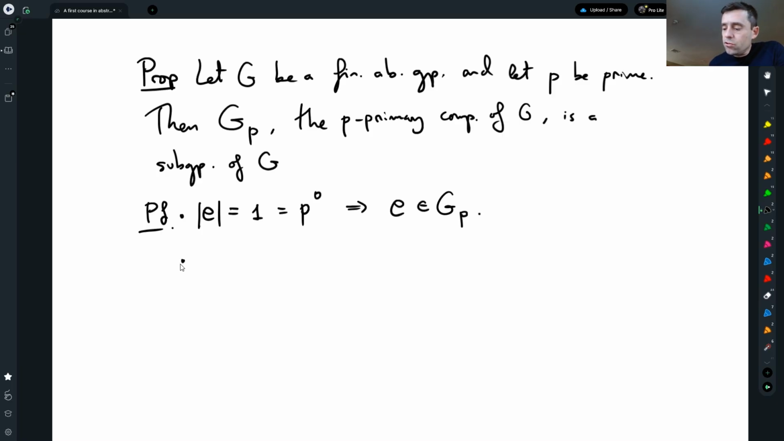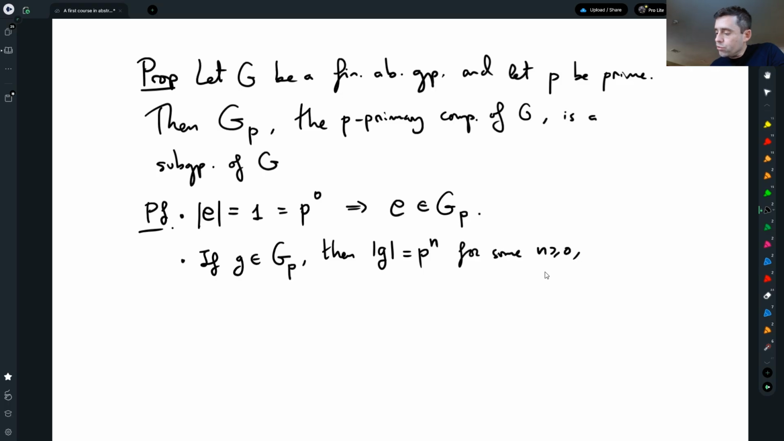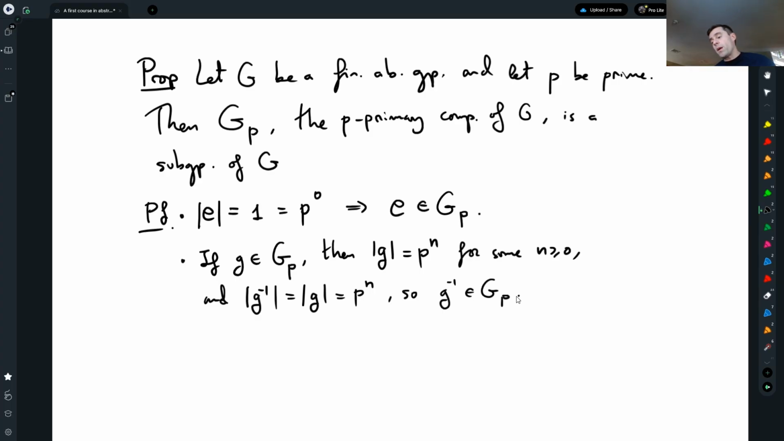Great. Second, suppose that g is in the P primary component. Then by definition the order of g is a power of P, P to the n for some n bigger or equal to 0. And we have a formula for the order of the inverse. The order of the inverse is the same as the order of the element itself, so it's also P to the n. So g inverse is also in the P primary component. So P primary components are closed under inversion.